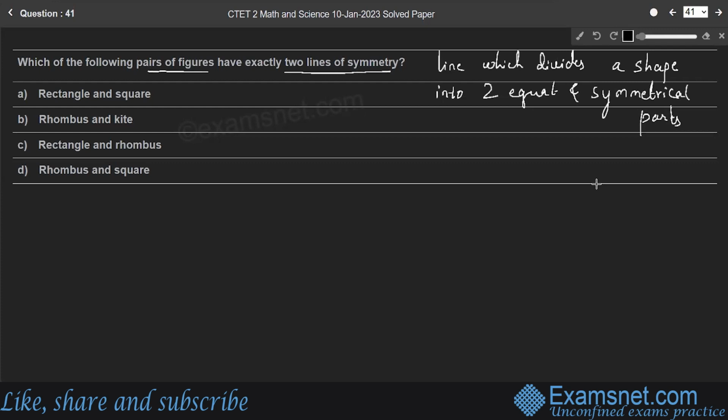So here, consider the shapes, rectangle, square, rhombus, kite, right? So here in that, how many lines of symmetry are present? So we'll consider the case of rectangle.